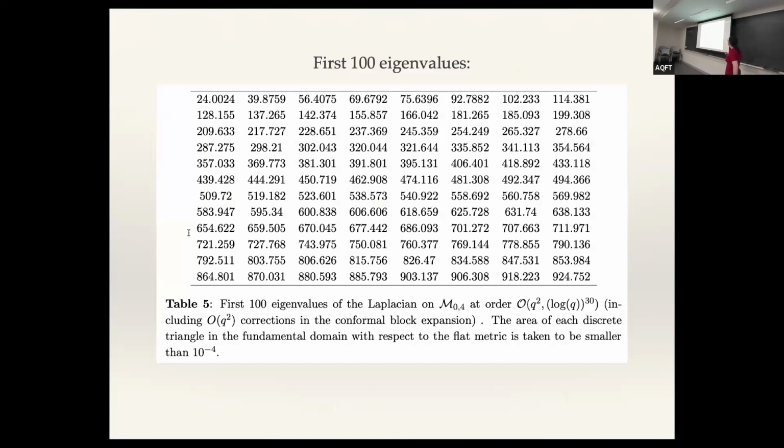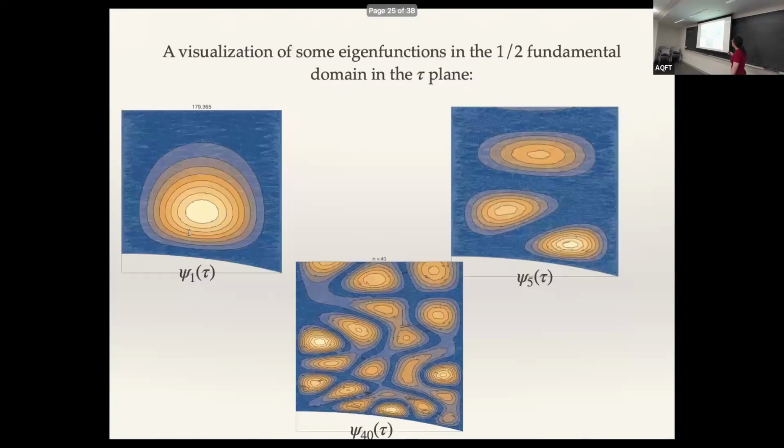So just for fun, here's a list of the first 100 eigenvalues we computed. I don't really have much to say about that except to show that we got a bunch of numbers. But for a little bit more fun, here's a visualization of the ground state eigenfunction, the 5th excited state and the 40th excited state in that half fundamental domain of the tau plane. I don't really have any explanation of these local maxima and the number of nodes, but this is cut off, so I imagine there's probably 5 such nodes. It's just kind of fun to visualize given that we're getting some actual data.